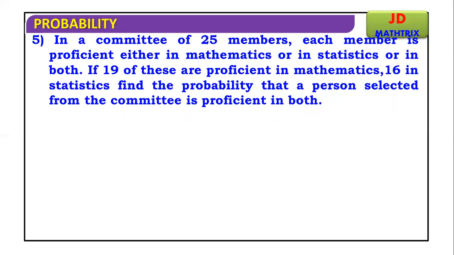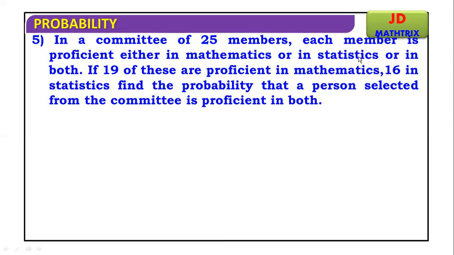So total committee members we have 25. So out of these 25 members, every person, that means all 25 persons are proficient either in mathematics or in statistics or in both. But we are given 19 of these are proficient in mathematics, 16 are in statistics. Find the probability that a person selected from the committee is proficient in both. That means here we are given only two events, that is proficient in mathematics and proficient in statistics.